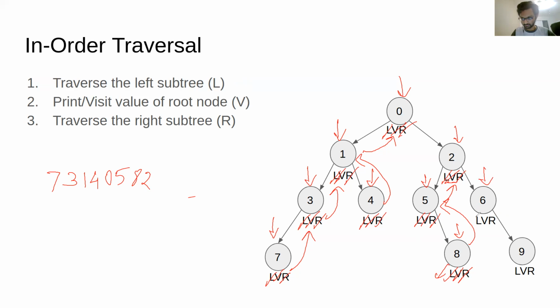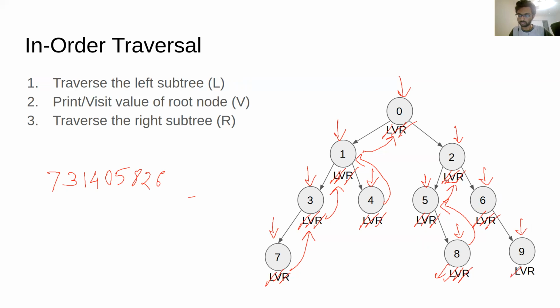Do we have a left subtree of 6? No. So L gets cancelled. So we visit 6. So the output is 6. Do we have a right subtree of 6? Yes. So we are on 9 now. Do we have a left subtree of 9?